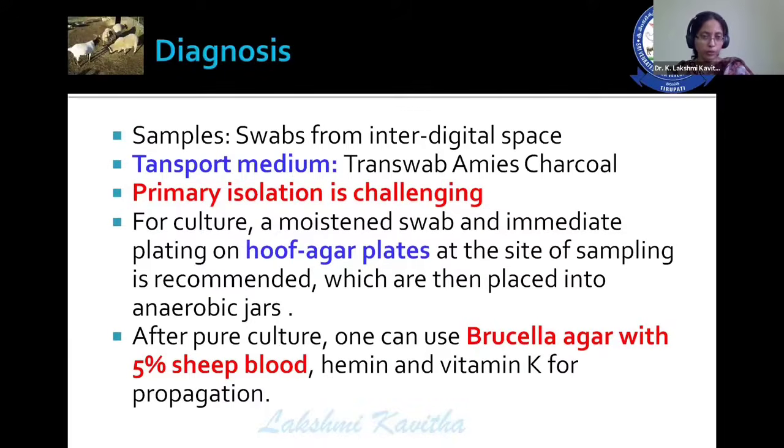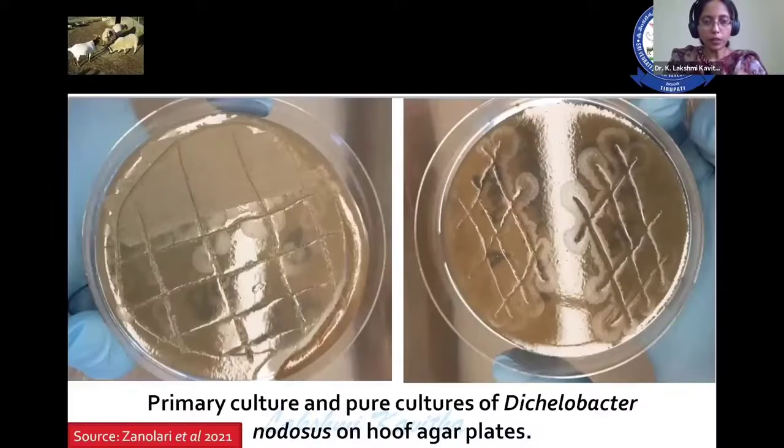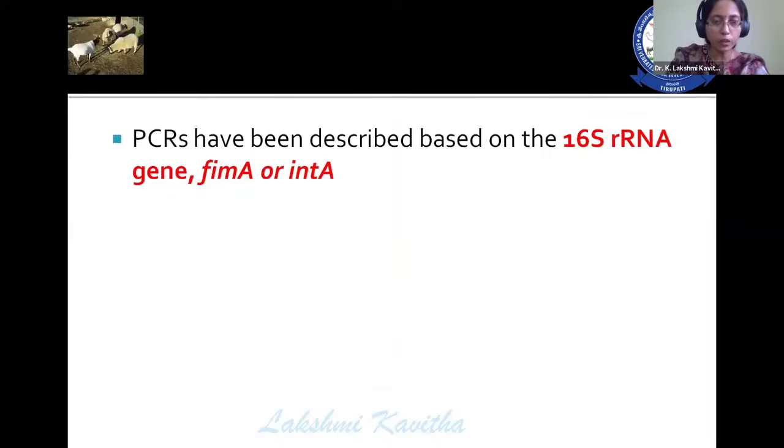Then after pure culture, by using hoof agar plates, you can use Brucella agar with 5% sheep blood for the isolation, using hemin and vitamin K for its propagation. These are the pictures showing primary isolation of the foot rot organism, that is Dichelobacter nodosus, on hoof agar plates. Another diagnostic protocol is by using PCR, using PCR of 16S ribosomal RNA, fimA gene or intA gene.